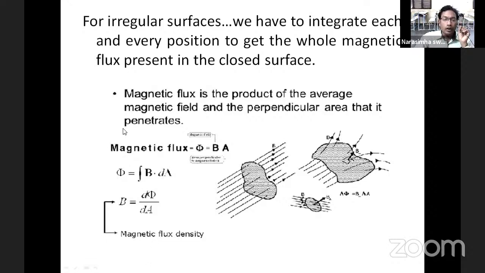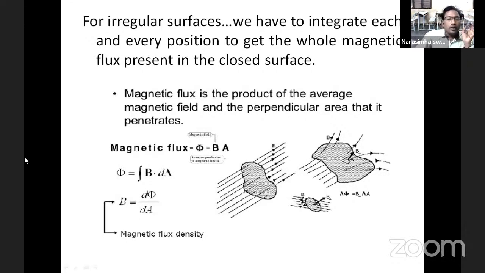So magnetic flux is simply the product of the average magnetic field, because we are considering an irregular surface and a non-uniform magnetic field. Then it becomes average, meaning the same magnetic field will not be present at all points. It is the product with the area of cross section. Summing all these individual surface areas by integrating, you get the expression Φ equals the integral of B dot dA. Here B is the magnetic field and dA is the small area.